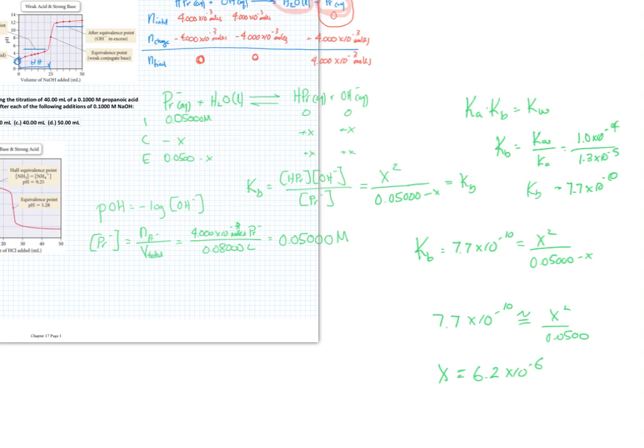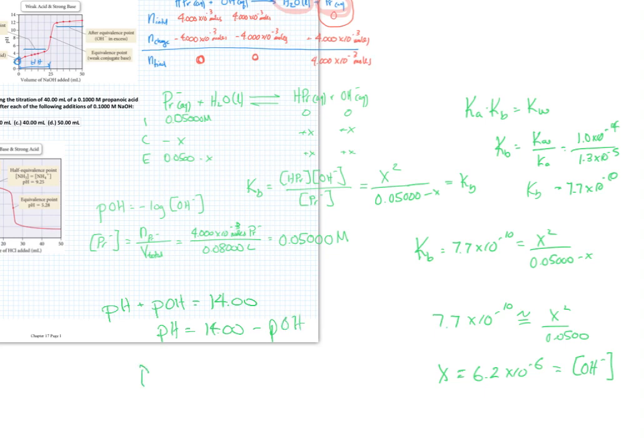And if you recall, x is 6.2 times 10 to the minus 6. Remember, the OH minus final concentration is the value for x. So that is also equal to the concentration of OH minus. All right, how does this help us? Well, once we have the OH minus concentration, we can plug that into pOH here. And we know that the pH plus the pOH is equal to 14.00, or in other words, pH is going to equal 14.00 minus pOH.